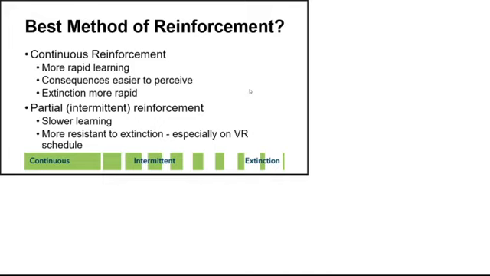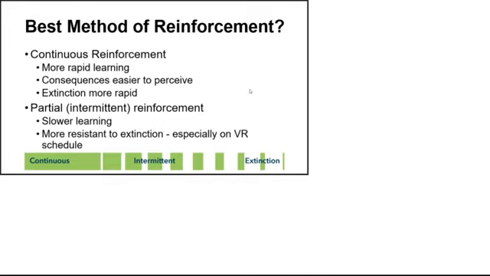But that continuous reinforcement, getting food every single time, leads to much faster learning. And that's because it's a lot easier to realize the connection between doing that action and getting that outcome. Pushing the lever gets you food every single time.